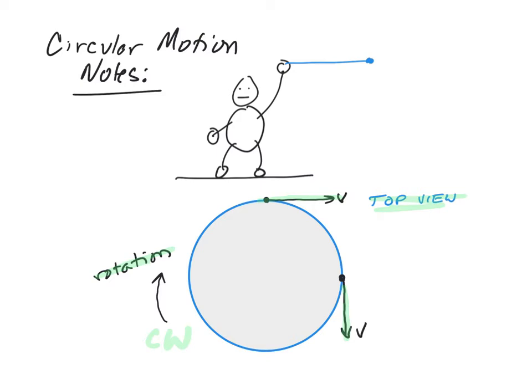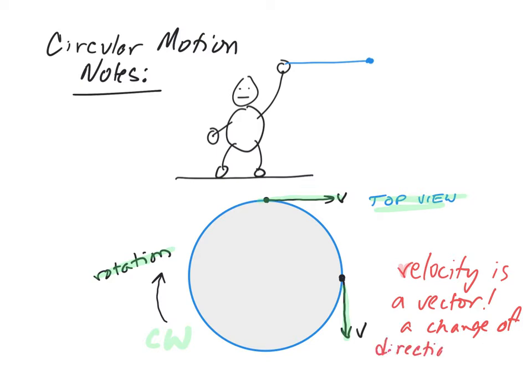We know that velocity is a vector, and since velocity is a vector, that means that direction matters. A change of direction is an acceleration, even if speed is held constant. So you notice the length of my velocity vector isn't changing. It's just the direction in which it points that is changing as I spin it around my head.